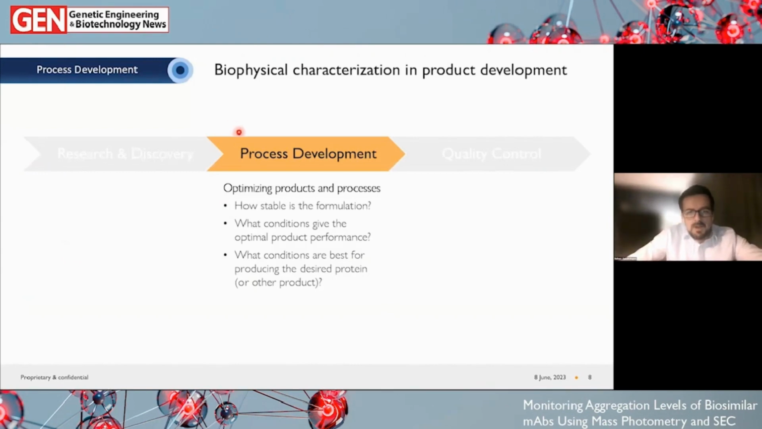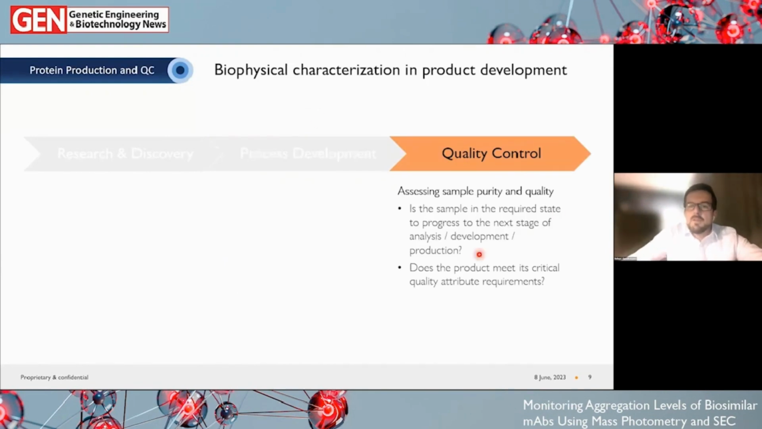For process development, we might be interested in how stable is the formulation, what conditions can be changed, manipulated in a controlled manner to further improve product performance, and what conditions are best for producing the desired protein, as an example. And then for quality control, is the sample in the requisite form or state in order to be able to pass along into the next stage of analysis or development and production? And finally, does the product meet its CQAs, or critical quality attributes?